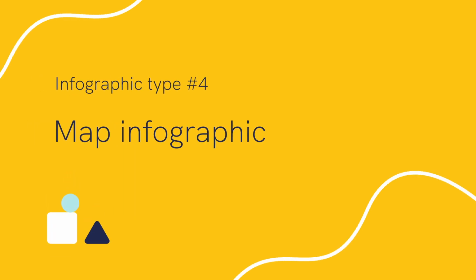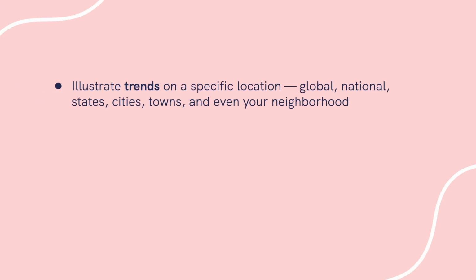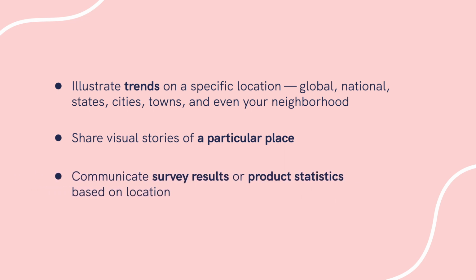Infographic type number 4, map infographic. A map infographic is the best bet if you want to present demographic data or share location-based information. This infographic type is one of the easiest ways to illustrate trends on a specific location: global, national, states, cities, towns, and even your neighborhood. Share visual stories of a particular place. Communicate survey results or product statistics based on location.